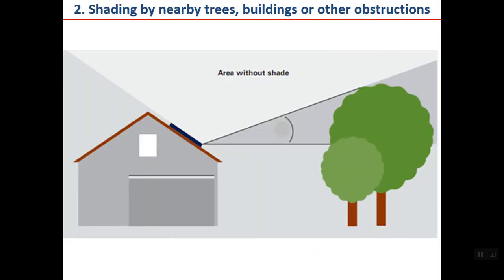Okay, the second type of shading is shading of nearby trees, buildings, or other obstructions on the solar panel. Suppose that you have a solar panel here, and then in the south direction you have trees or buildings or some other obstructions. How can we determine the effect of these obstructions on the solar panels? And this is the second type of shading.